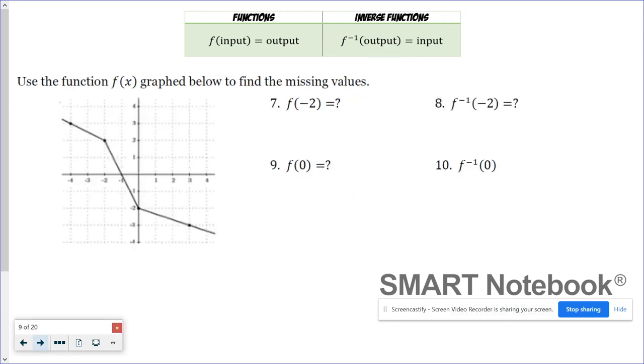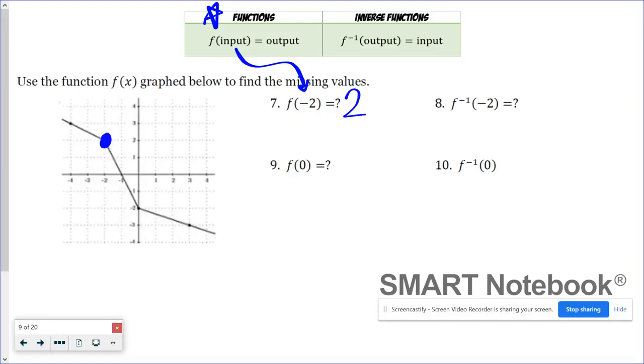So I can do problems like these using graphs as well. Okay, once again, pay attention. Function or inverse function? And then what do I know? Input value, output value. So in number 7, f of -2. This is a regular function. Okay, -2 is an input value. So find that point on the graph that has -2 as the input or the x value. So it's right here. So when x is -2, the value of the function is 2.